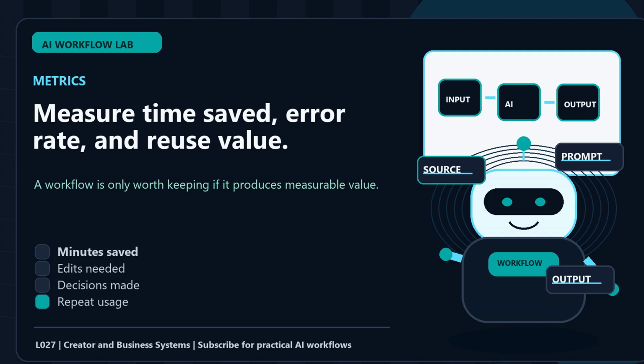First, minutes saved. Did the system reduce the time from input to usable output? Second, edits needed. Did the output require small edits or a full rewrite? Third, decisions made. Did it help you choose a next action? Fourth, reuse value. Would you run it again next week?